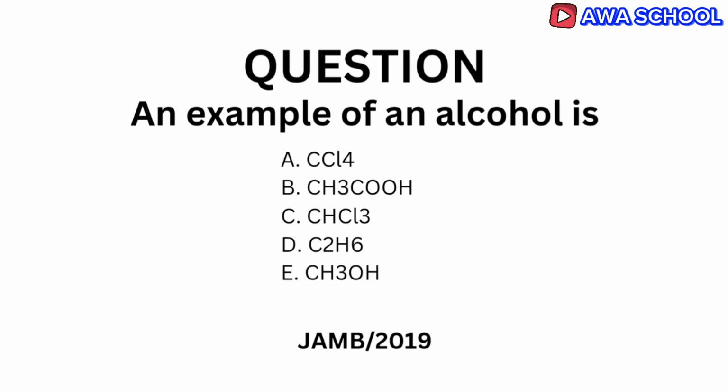Okay, alkanol, the functional group for alkanol is OH. So the correct option here is option E. Why? Because option E has OH in it. So option E is an example of alcohol. Exactly. All right.